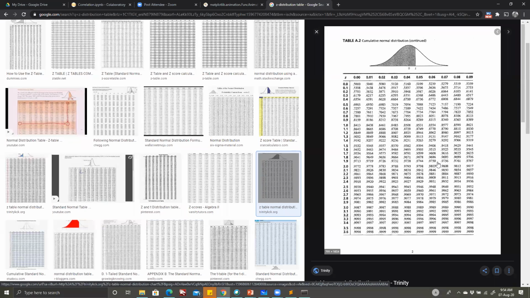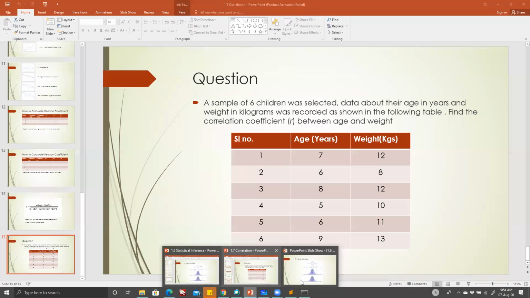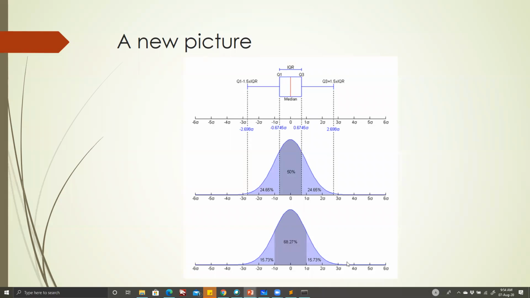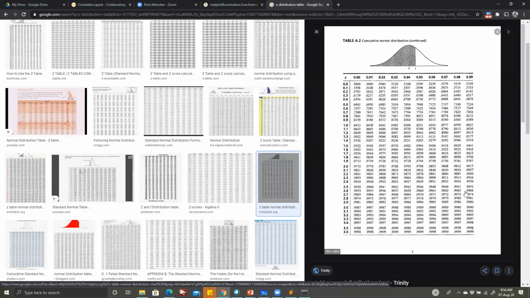So let's say 2.69. Let me just check the graph once, because I want to be sure about something. You go to 2.6 and 9, which is 99.64. But you will have to cancel out a bit. I think it is 99.5, I guess. No problem, I will tell you how much that range is.